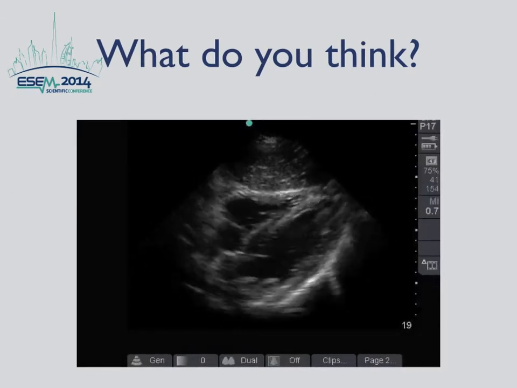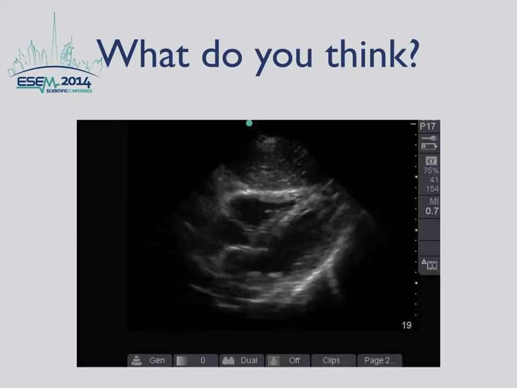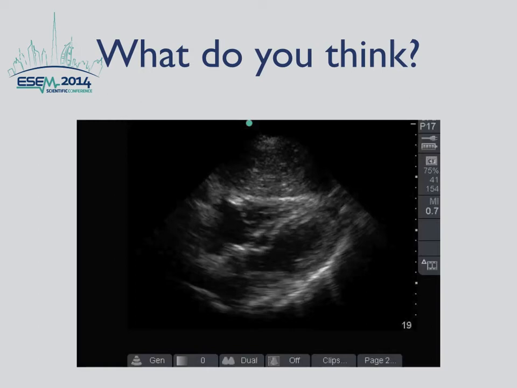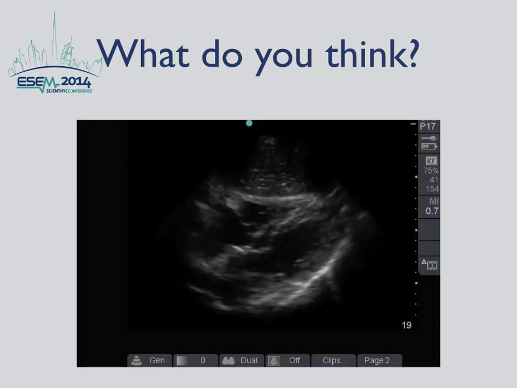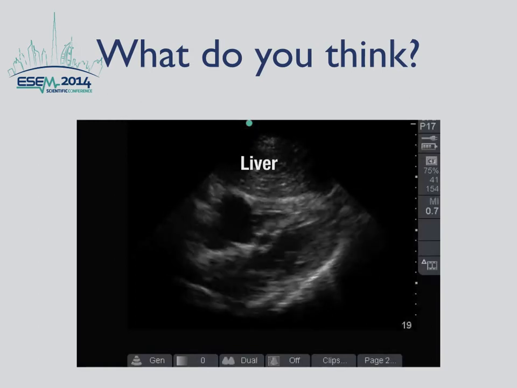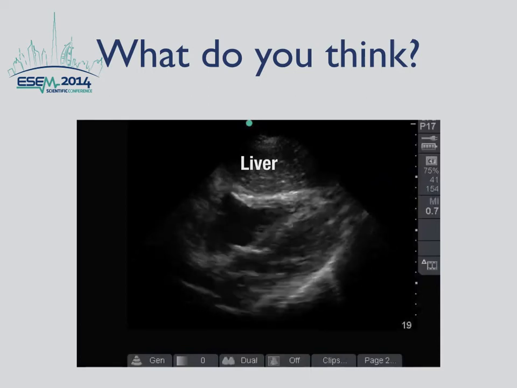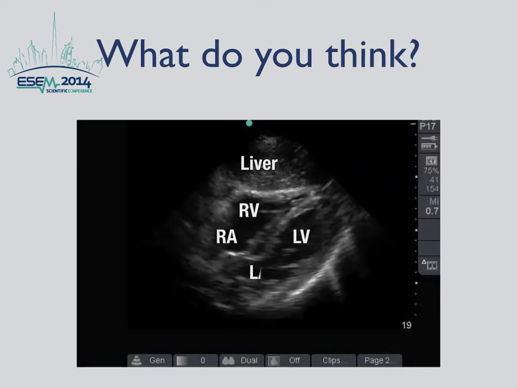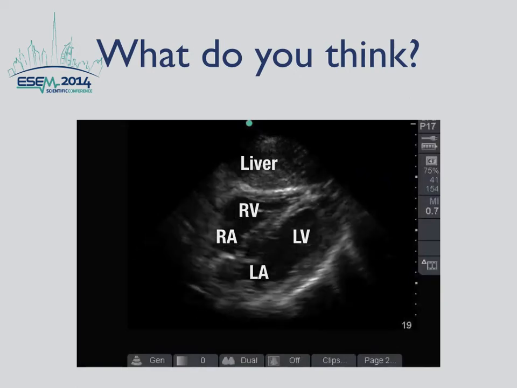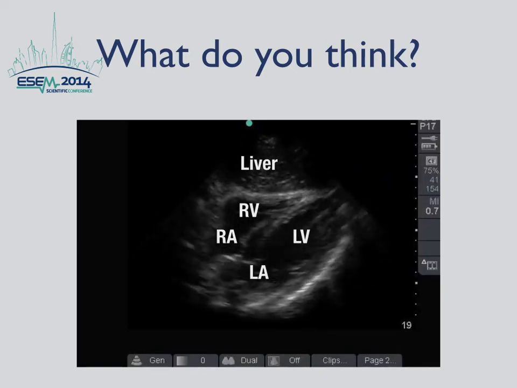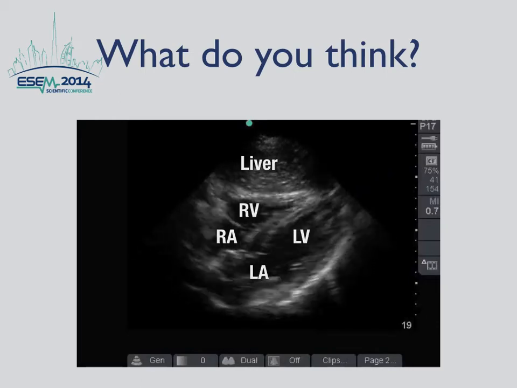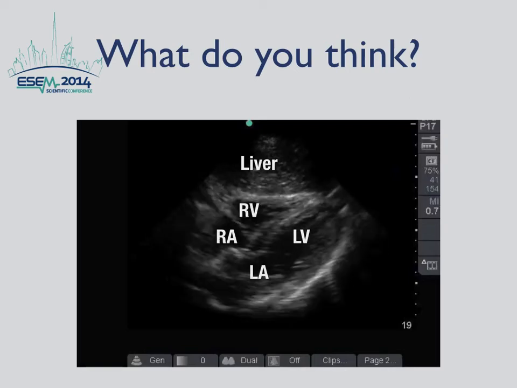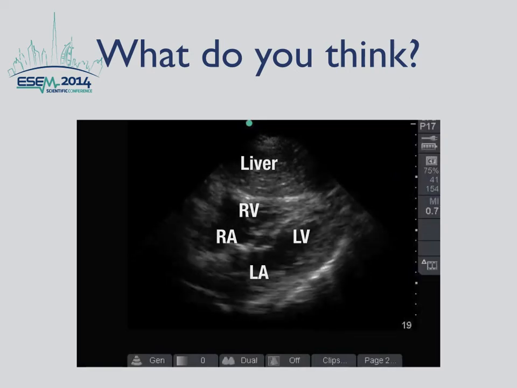So what do you think of this clip? This is a normal sub-xiphoid view. Let's just get oriented with the anatomy. This is the liver. The first chamber closest to the liver is your right ventricle, then the right atrium, and you can see the tricuspid valve between them, and then the left ventricle and the left atrium, and you can see the mitral valve between them. For the purposes of a FAST exam, you're interested in evaluating for pericardial effusion.